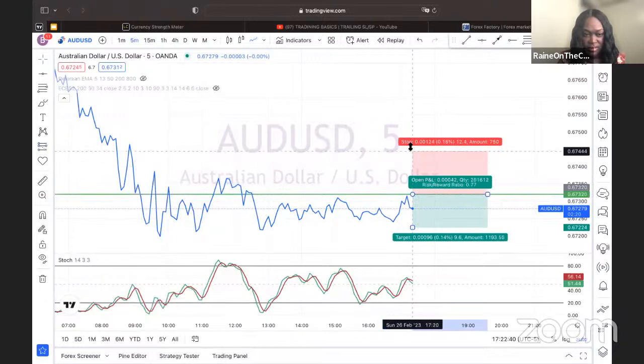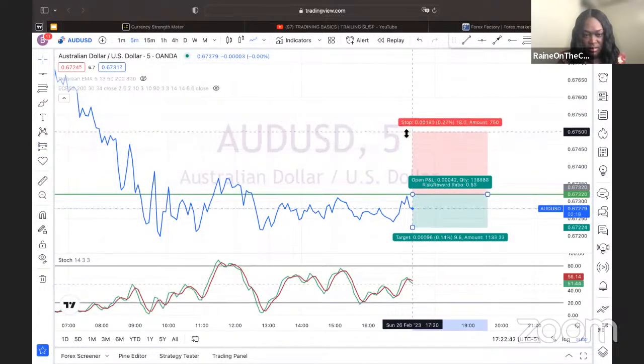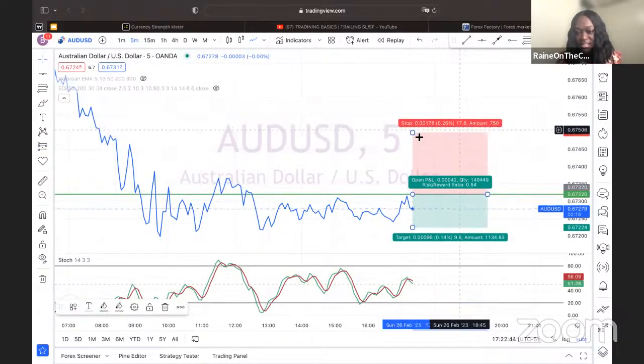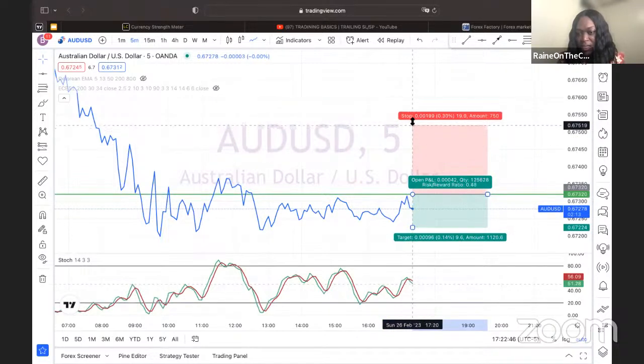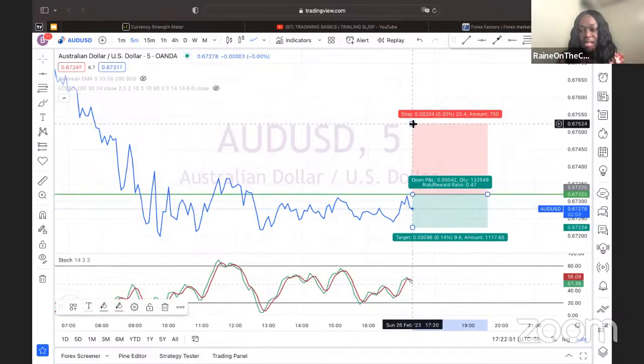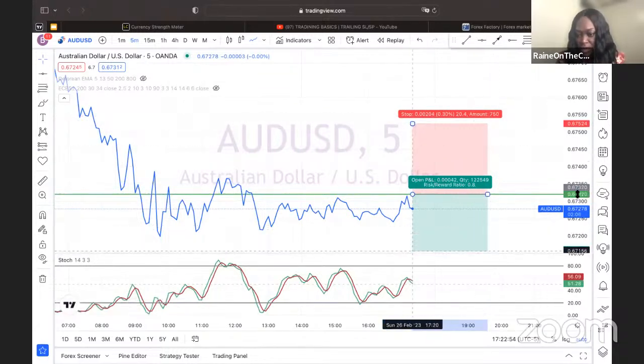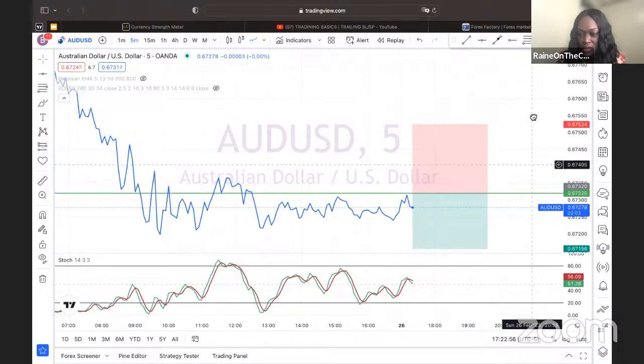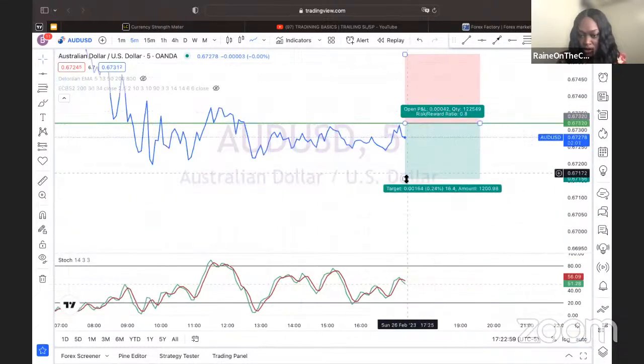And that was my stop loss. Let's round it off to 20 pips. I had a 20 pip stop loss. That's a really tight stop loss, right? And my take profit one would also be 20 pips.